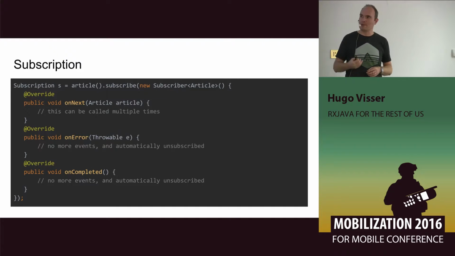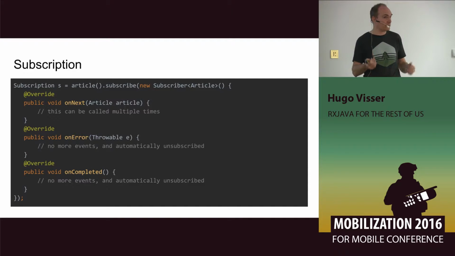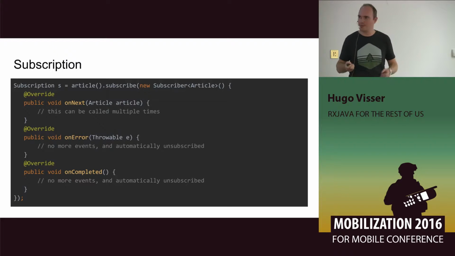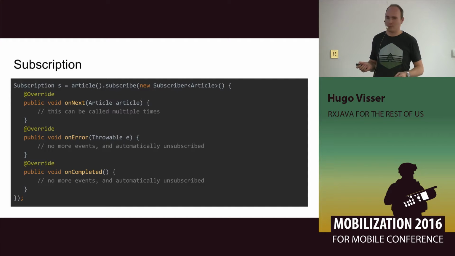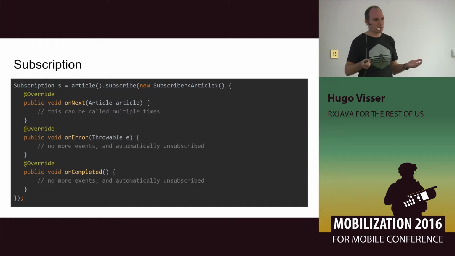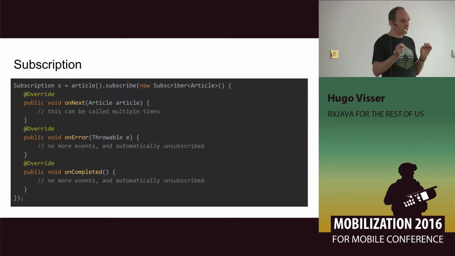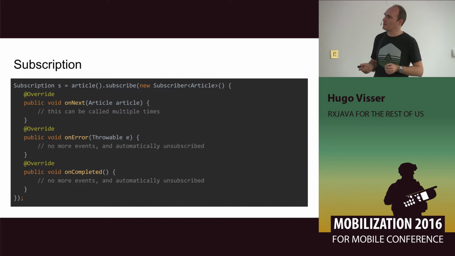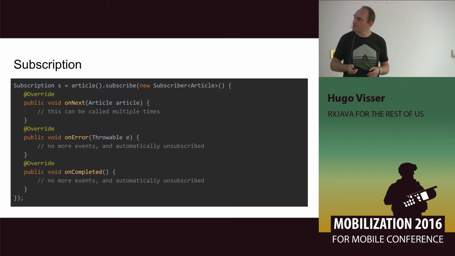I mentioned subscribing to this stream. Subscribing is the way to get the data out of these observables, and you'll notice that it's very simple. You just have to call this method, then you subscribe to it, and you give it a subscriber. And subscriber has these three methods that I mentioned. So it has an onNext. Every time an article is produced, we get an onNext event. If something happens, anything, you get an onError with a throwable. So it might be any exception, including exceptions that happened when you're handling stuff within your observable. And, well, if it's completed, it will tell you as well.